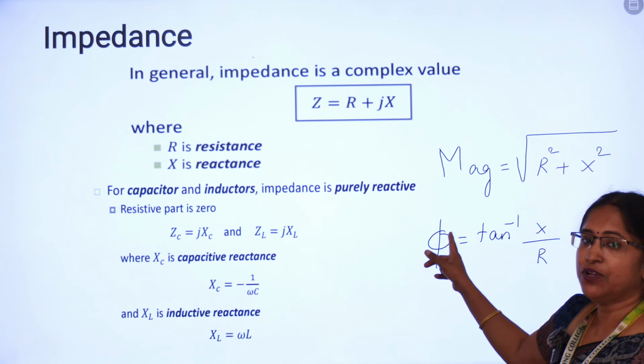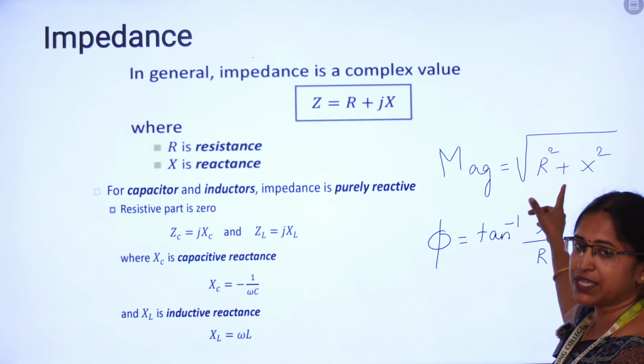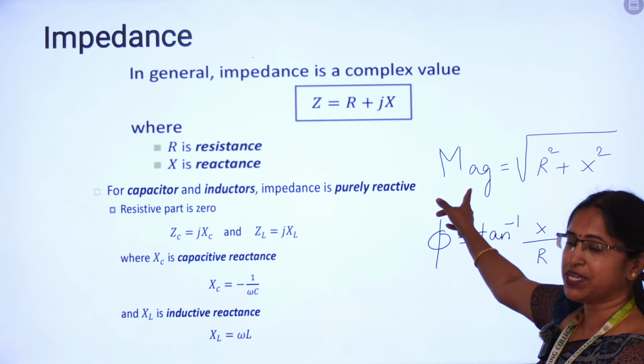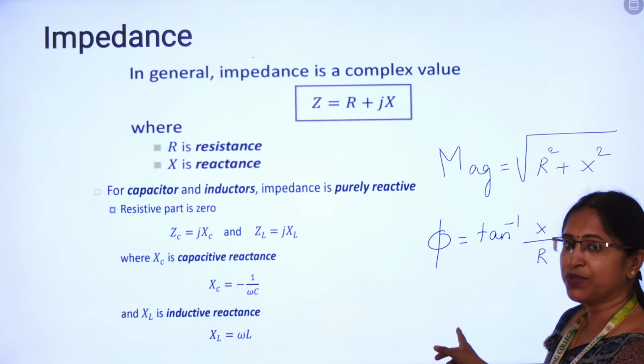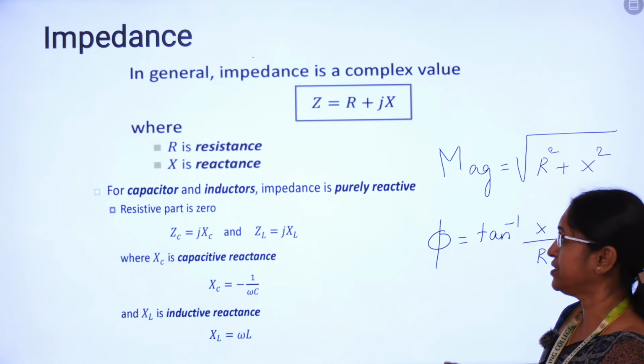The magnitude for polar form is given by the square root of R squared plus X squared, where R is your real part and X is your imaginary part. If you want to find the phasor angle, the formula is tan inverse of your imaginary part divided by your real part.